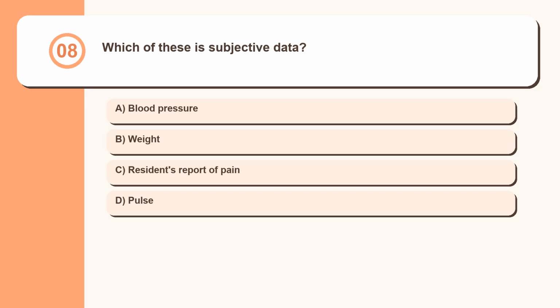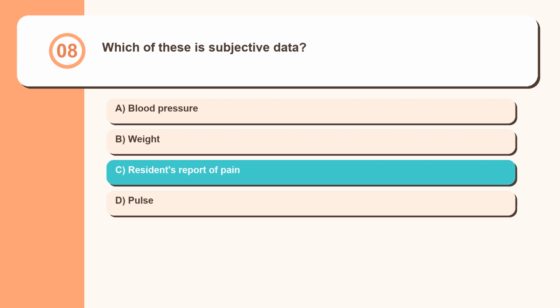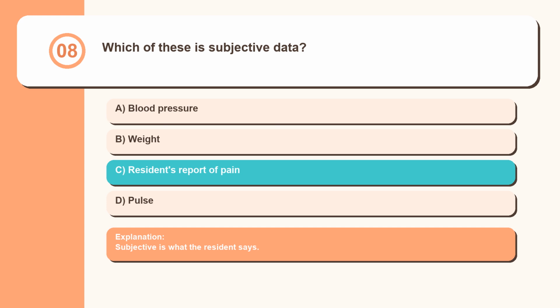Question 8. Which of these is subjective data? Blood pressure, weight, the resident's report of pain, or pulse. Answer: subjective is what the resident says.